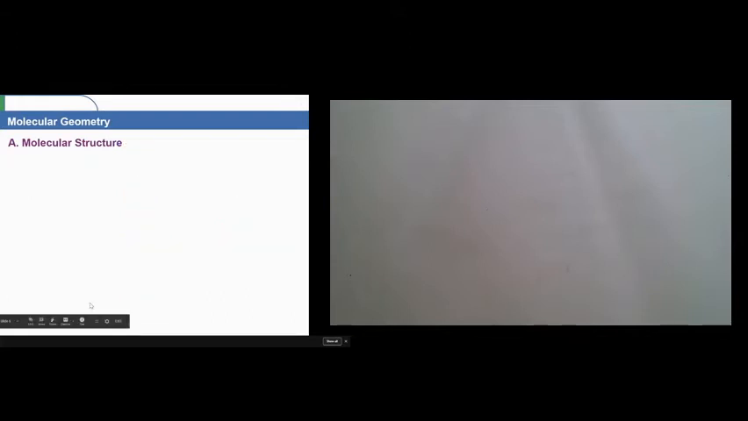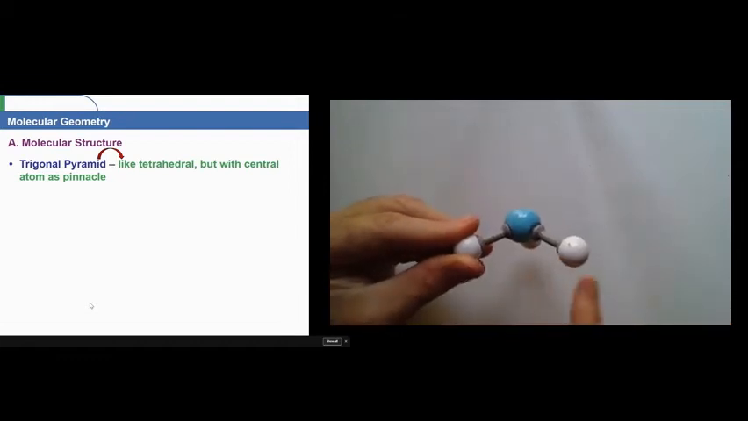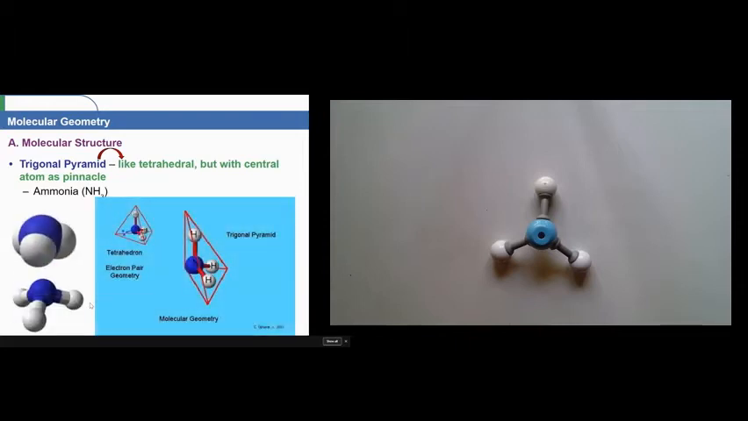And the last one, called a trigonal pyramidal. Now, at first glance, it looks a little bit like the trigonal planar, but instead of them being all in the same plane, you can see how the central atom is raised up from the other three. So it forms a pyramid, hence trigonal pyramid. Ammonia is a good example of that. And here you see some pictures of that.